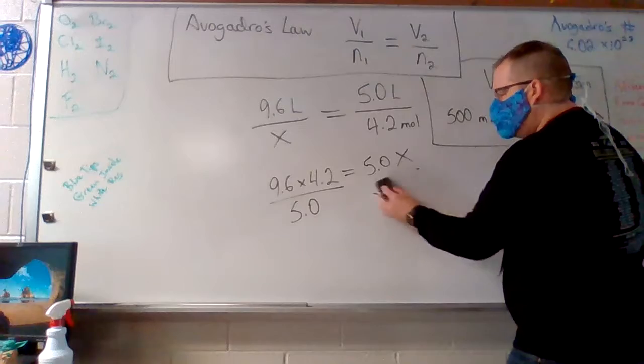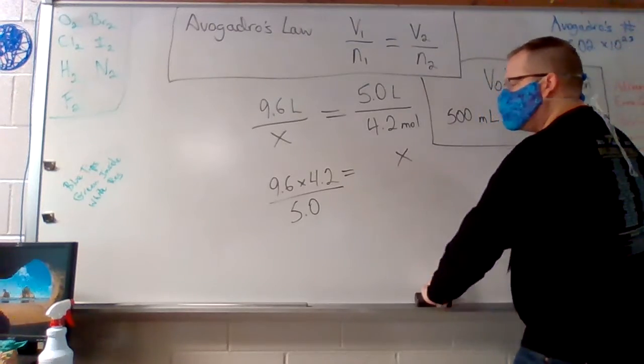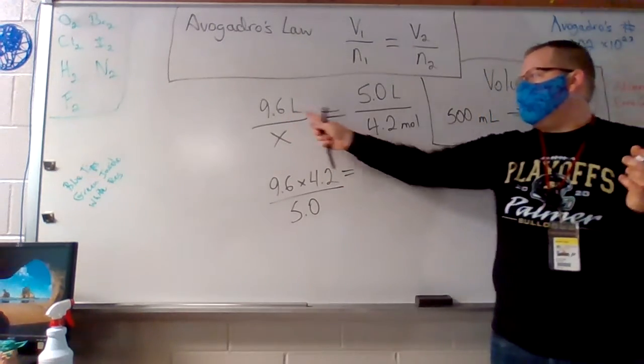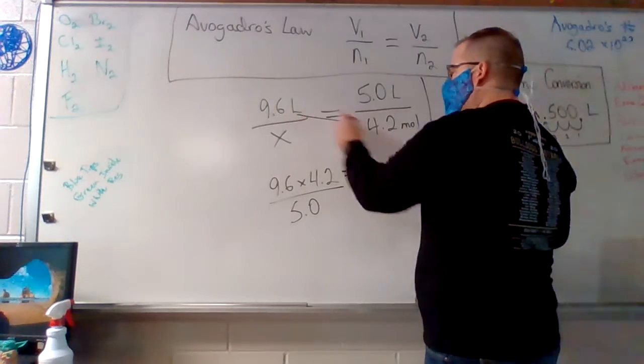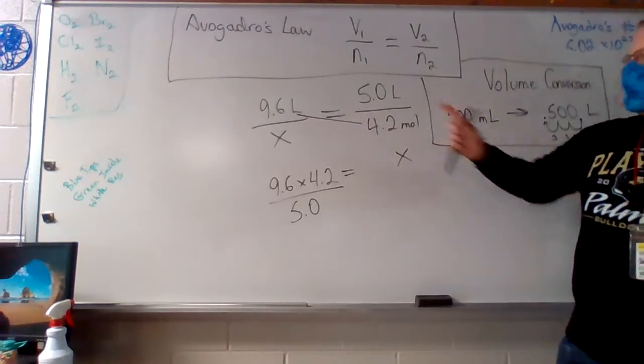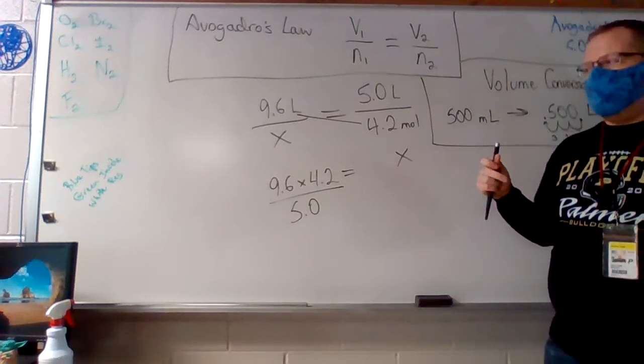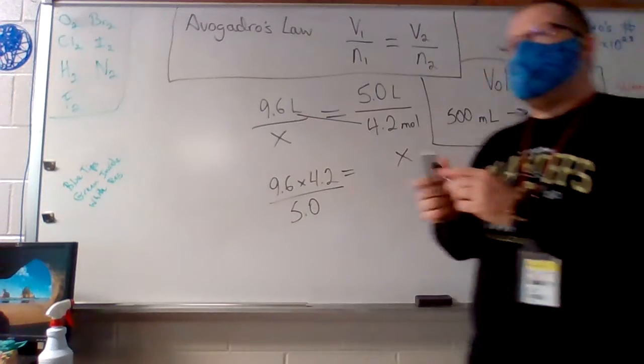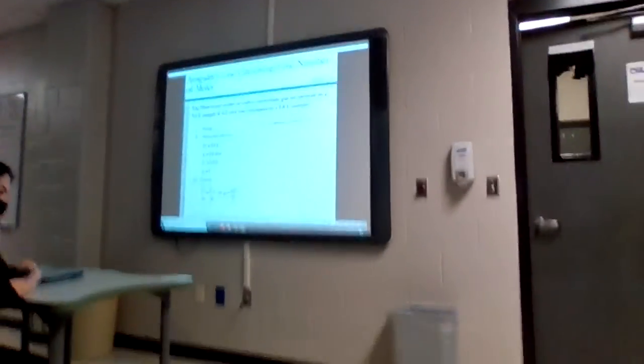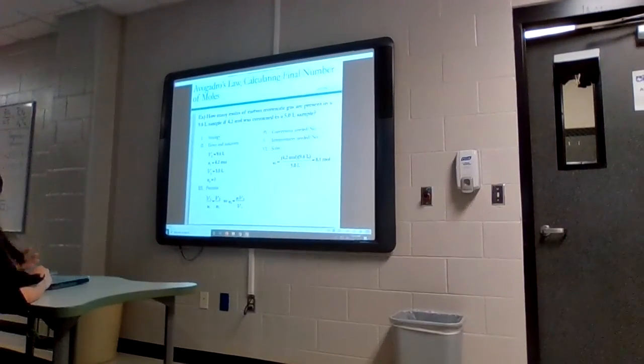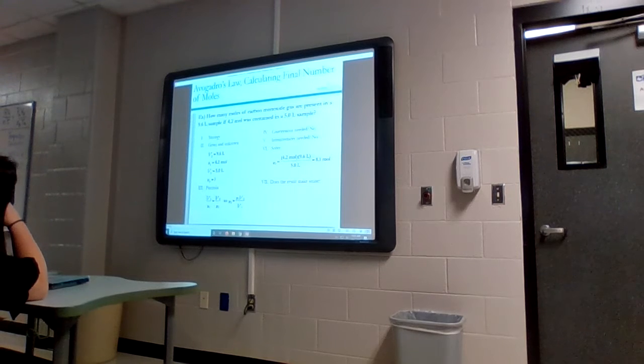And so now, once I've divided by 5.0 on both sides, I can see that I'm multiplying my 9.6 and my 4.2 together, and then I'm dividing by that 5.0. And so if we watch what Sapling does, we will see that they do the same thing here. They're going to plug their numbers in, do the cross multiplication. They get the same setup that we have, and they find out the answer is 8.1 moles.